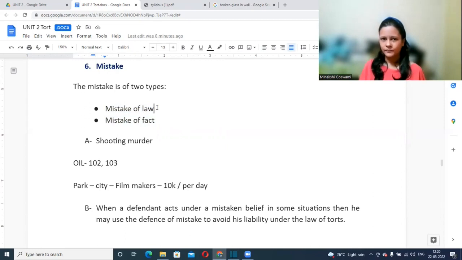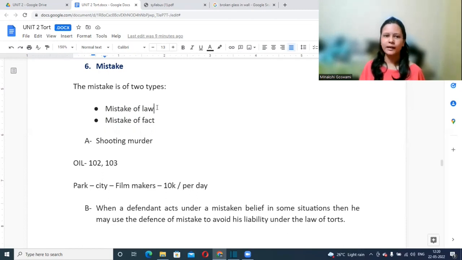This is the same thing in some other subject, no ma'am? Something like ignorance of law is not an excuse. Yeah, ignorance of law is not an excuse. Yes, ma'am. So mistake of fact is an excuse.